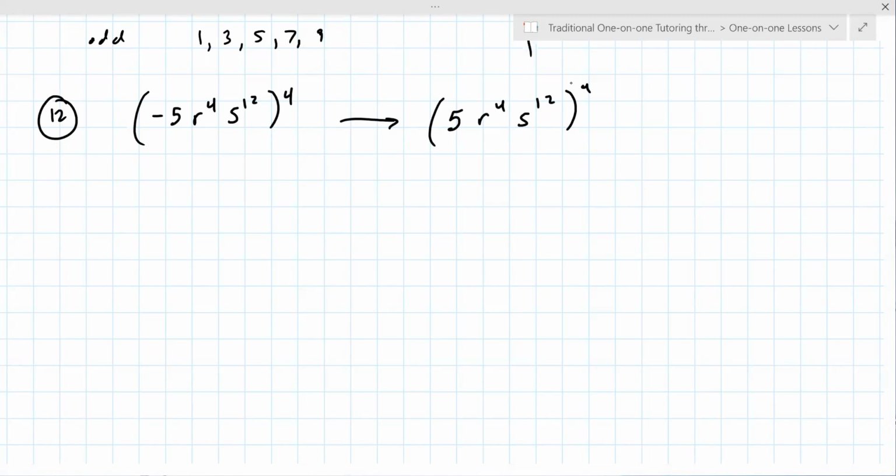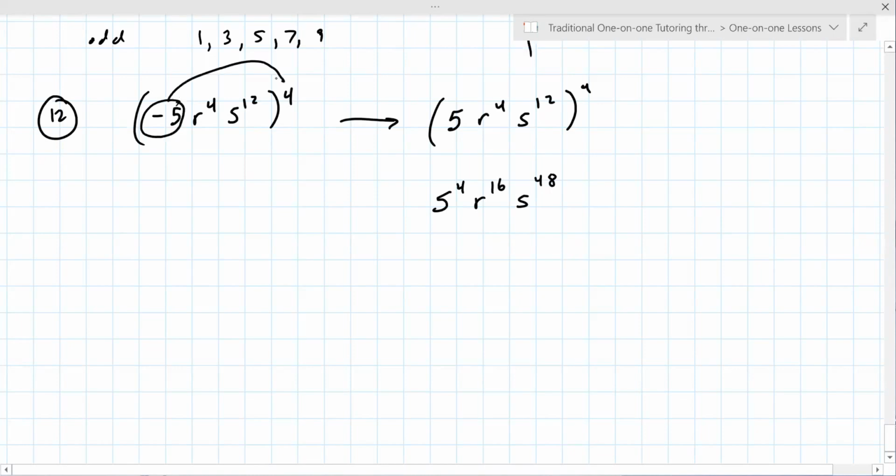Okay, I'm ready. All right, 5 to the 4th, yep. r to the 16th, s to the 48. Yep. Now, -5, is it being raised to an odd or an even power? Even. So it is positive. You don't have to write positive, but you can if you want. It's totally right. Okay, yeah, I get this. Let me do another one.